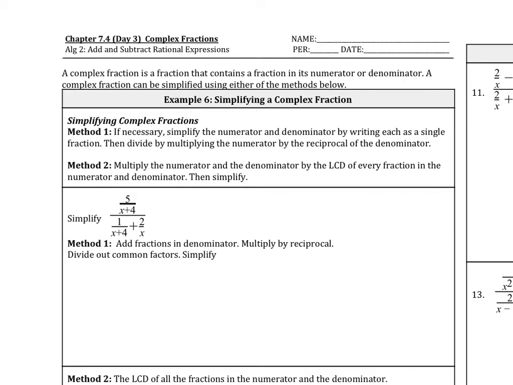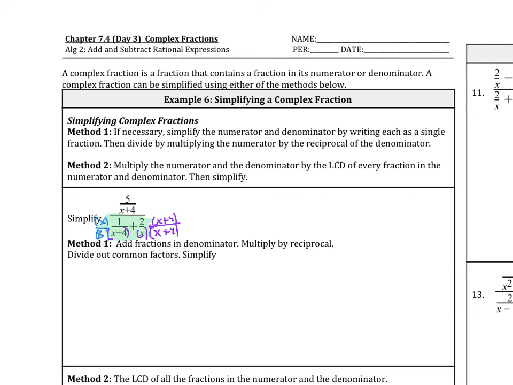For this first example, we're going to use method 1. We're going to add the fractions in the denominator first and then divide out the common factors and simplify. In order to add them, we have to have a common denominator. Notice we have an x plus 4, and then we also have an x. On the right side, we need to multiply by x plus 4, so we have a common denominator and can add them. On the left side, it's missing just an x, so we multiply an x on this side so that it's the same.